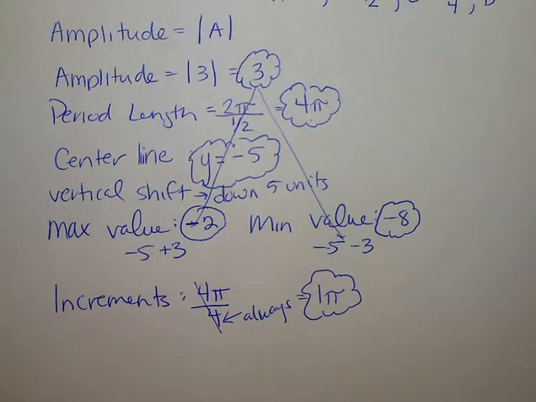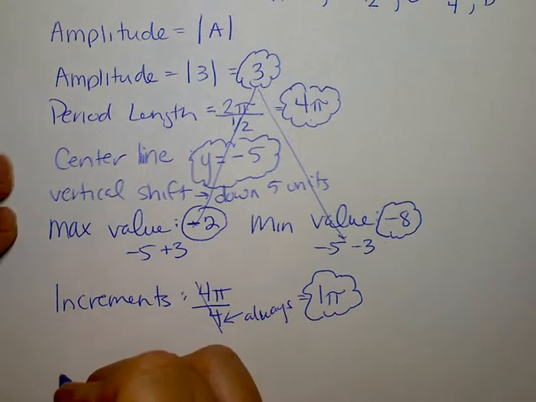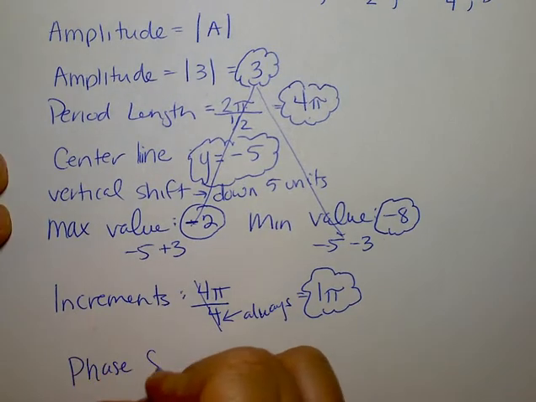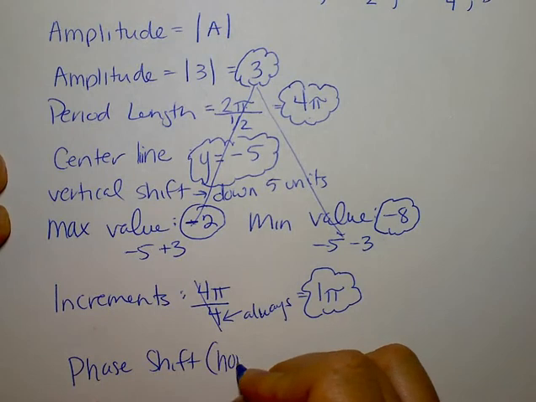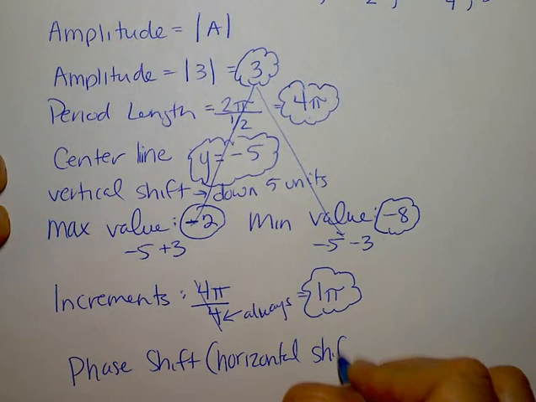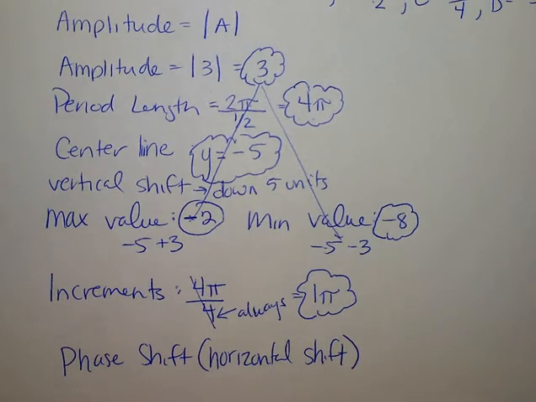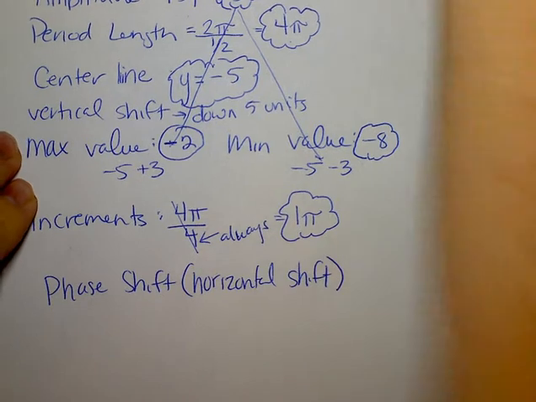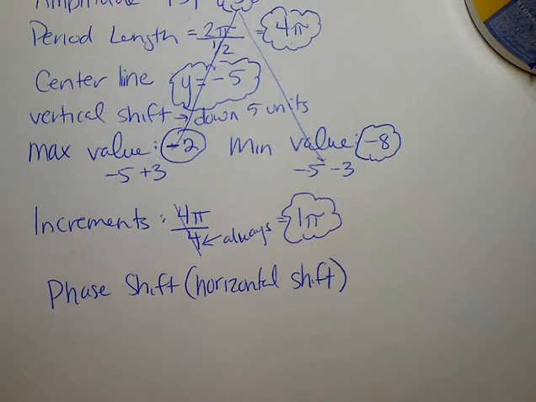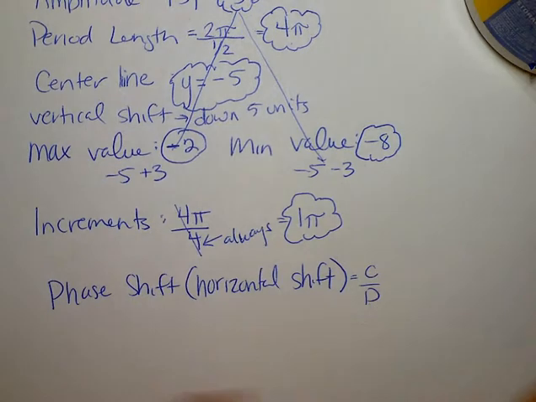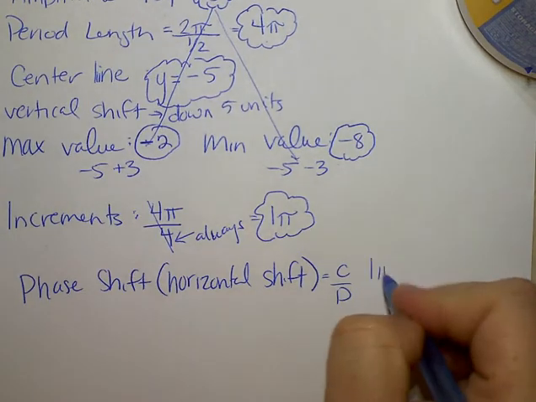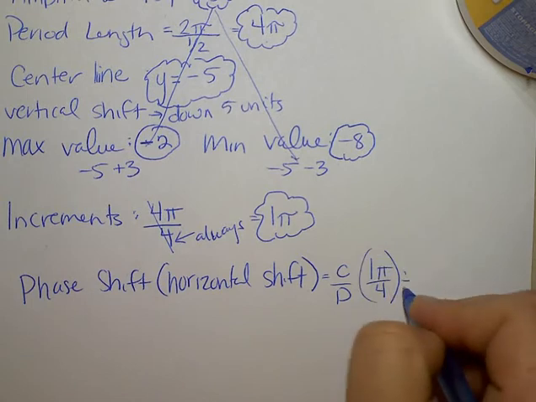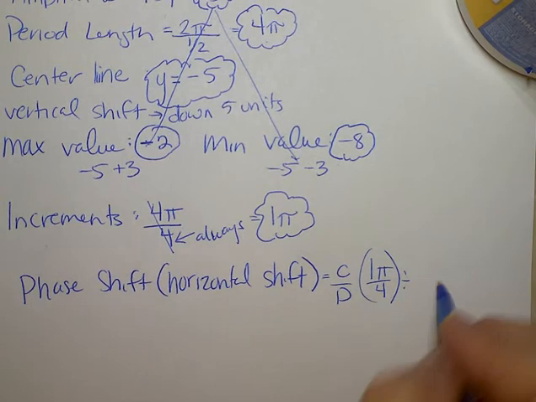Now I'm going to move on to the last two things, which would be your starting point, and it will also be your phase shift. So I'm going to write down phase shift, and I would like you to put in parentheses, if it's not on the board, horizontal shift. So this is describing, when we get a starting point, have we shifted it to the left or right. And how are we going to get that phase shift? Look over to the board to your left. We're going to take C divided by B. Our C value is 1 pi over 4, and we're going to divide that by B, which is 1/2.